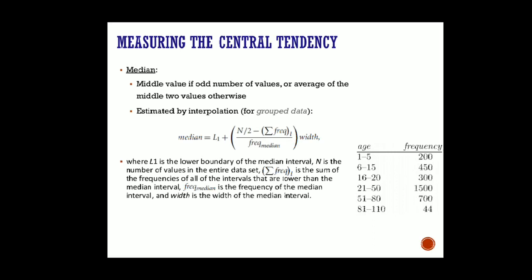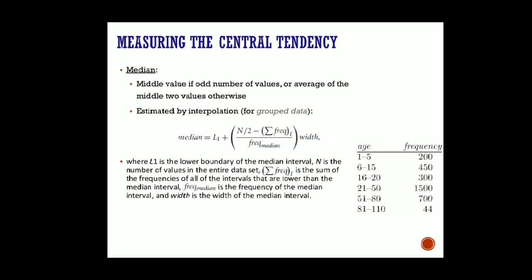So here L1 is the lower boundary of the median interval. Median interval means the total range or total band with which we are working. The lower value is considered under L1. N is the total number of values in the data set, and we are dividing it by 2. Then the frequency of L is the sum of the frequencies of all the intervals that are lower than the median interval.